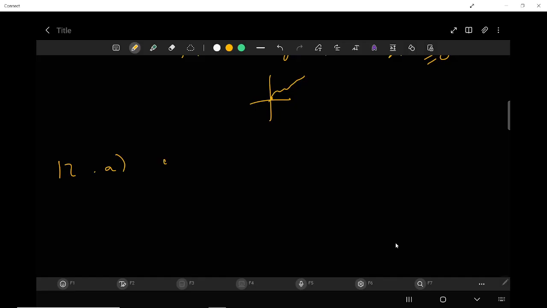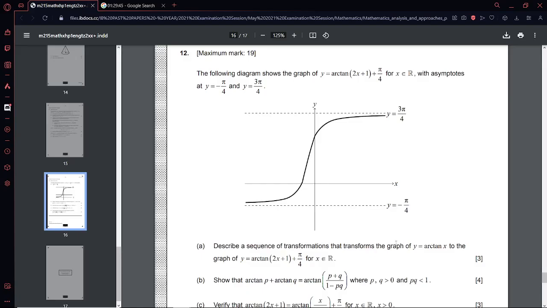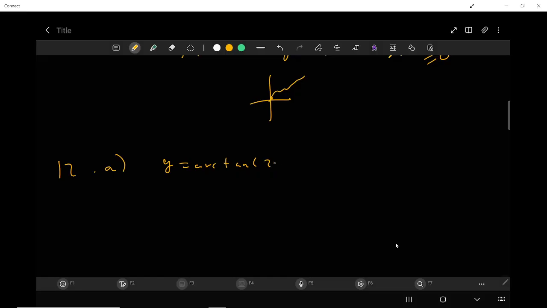The following diagram shows the graph of y equals this function. Describe a sequence of transformations. So, first we have y equals arctan x. Then, let's just write this down: plus pi over 4. This is 2 lots of x plus a half.